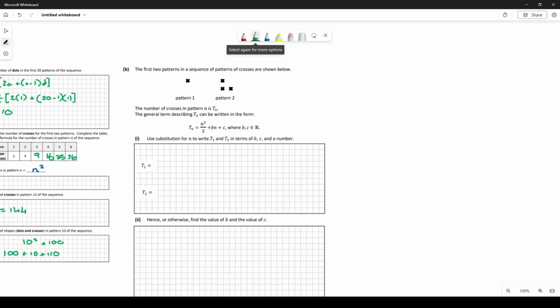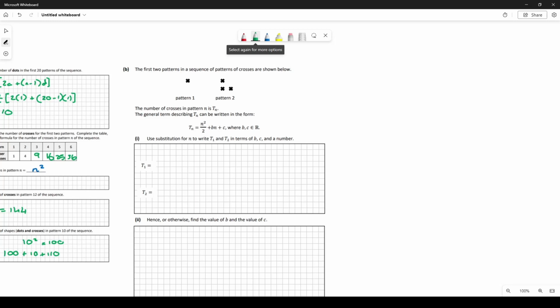The first two patterns of a sequence of patterns of crosses are shown below. There's a lot of words. So pattern 1 has an X in it, pattern 2 has 3 X's in it, or crosses, whatever they're going to do. The number of crosses in pattern n is Tn. We know that. That's just the name that we give it.